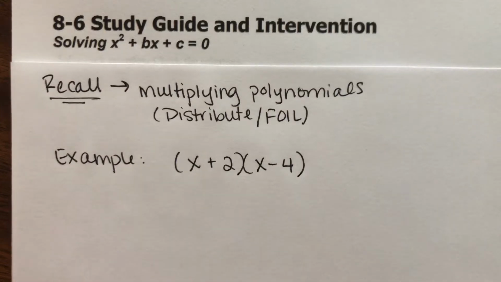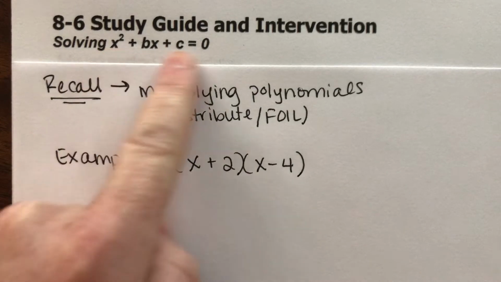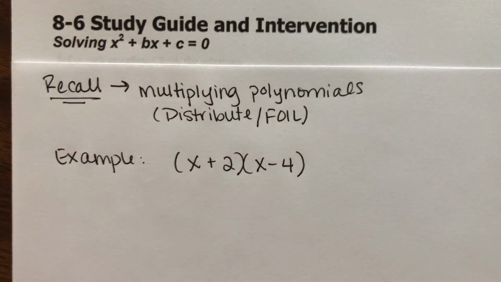All right, in this lesson video, we're reviewing lesson 8-6. We're going to be solving trinomials by factoring them and then setting them equal to 0. Before we get into solving that, I want you to remember how we got a trinomial by multiplying two binomials, because we need to understand that to be able to factor it.